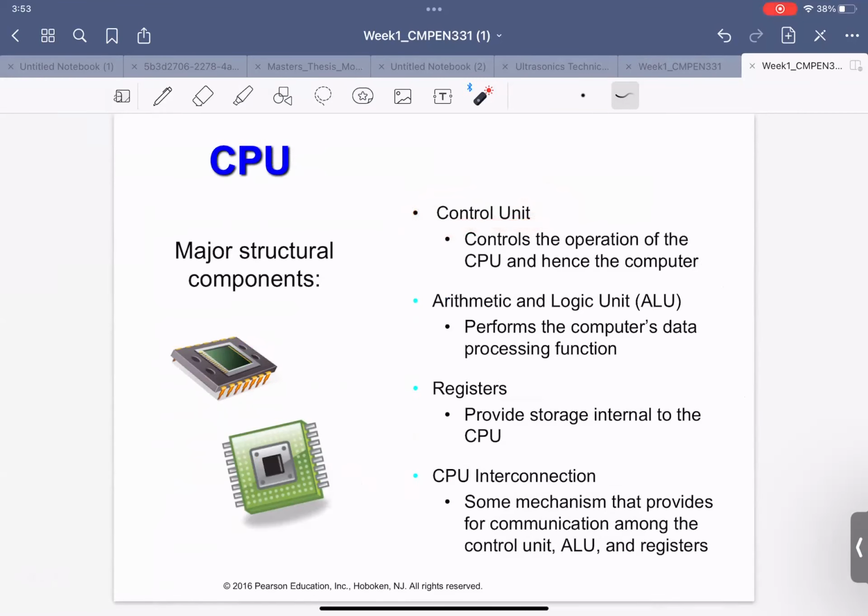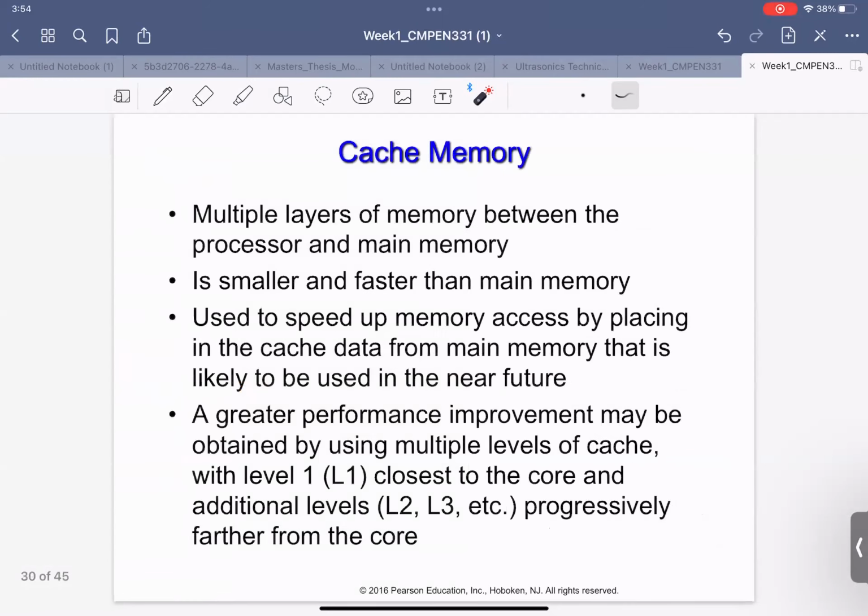Our control unit, or the brain, just controls the operations of the CPU. The arithmetic logic unit does all of the arithmetic operations. The registers are nothing but storage which is internal inside the CPU. So you can think of this as a memory, but a very small memory inside the CPU. We refer to that as a register. Of course, we hope that we have a big storage unit inside my CPU, but practically this is not possible, unfortunately. And then we will have the interconnections.